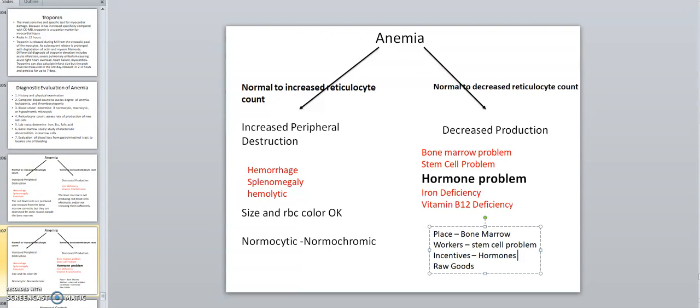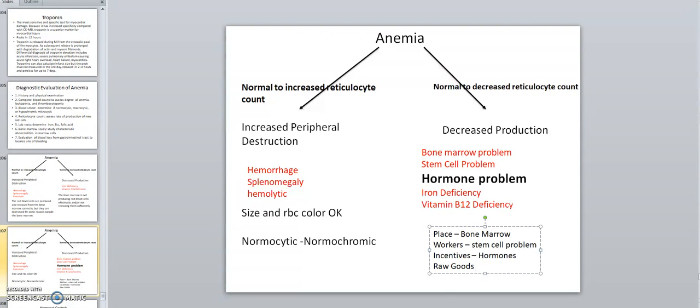Now, in all three of these, if you had a bone marrow problem, a worker problem, stem cell, or a hormone problem, the cells would still have the normal size and normal color. So if a bone marrow problem, they would just be making less of them, but you still would have normal size, normal color. The only one that really will give you an abnormal size and color is raw goods.